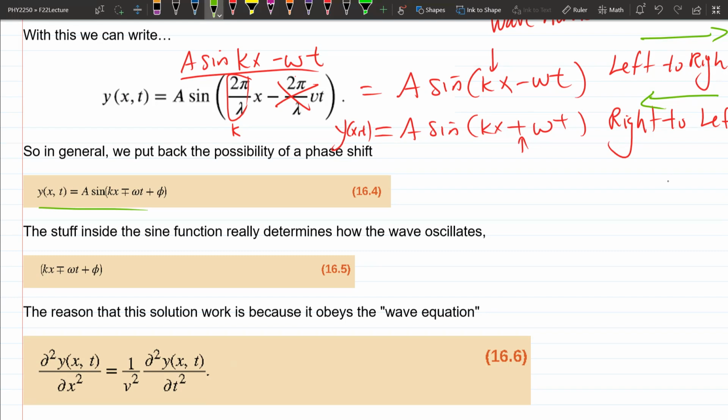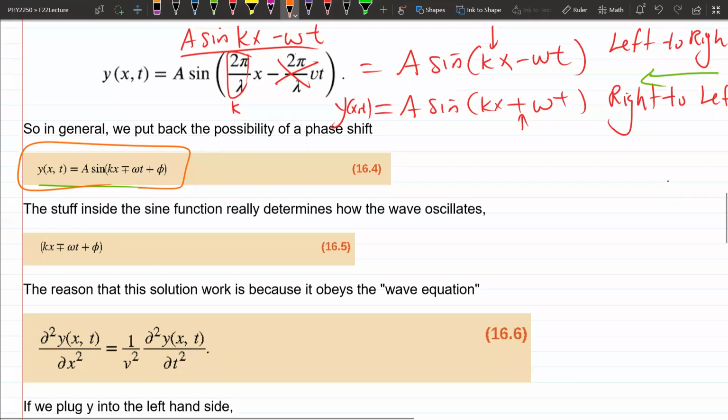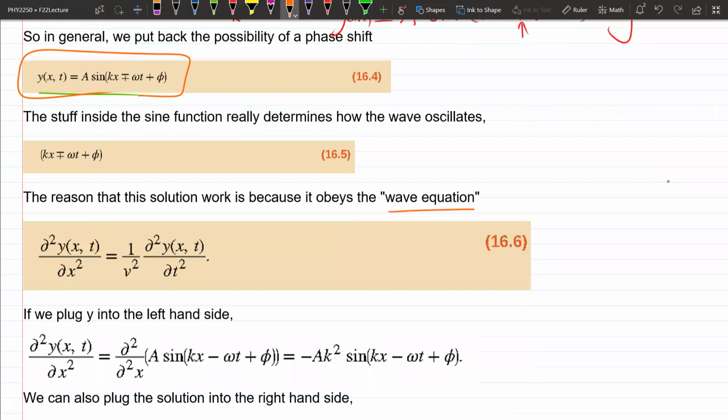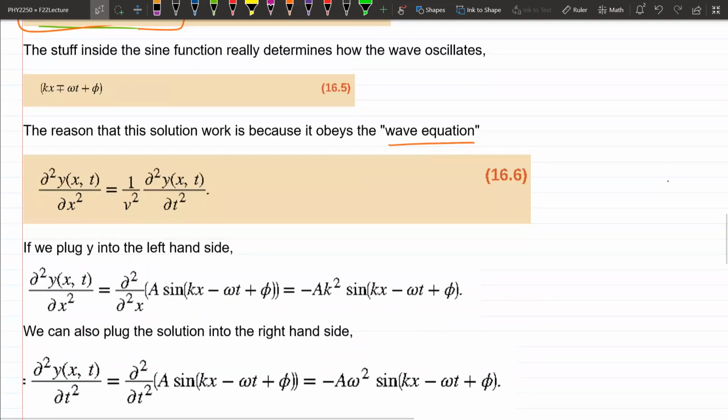The reason that this solution, this is known as the solution to a wave equation, works is because it obeys this thing called a wave equation. So the wave solution obeys the wave equation. Hopefully the wording makes sense. The wave equation is actually this complicated second order differential equation. If you never heard of it, don't worry about it. We're just going to plug the solution in and then play around with it and see what happens.